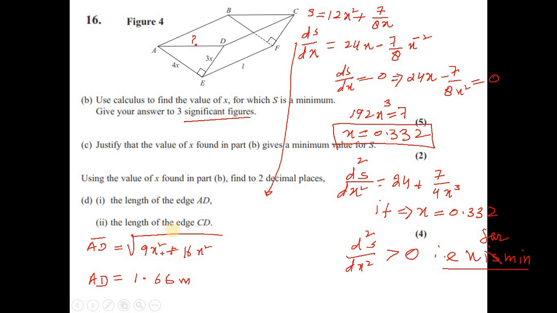And finally, the length of the edge CD. CD is the same as length L, and we have shown in part A that the length CD is equal to the length L, and L is 1 upon 8x squared. You put x equal to 0.332, so your CD would be equal to 1.13 meters.